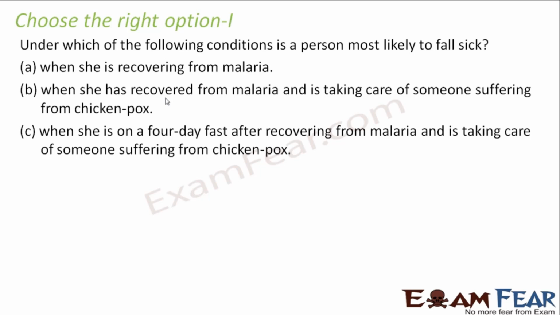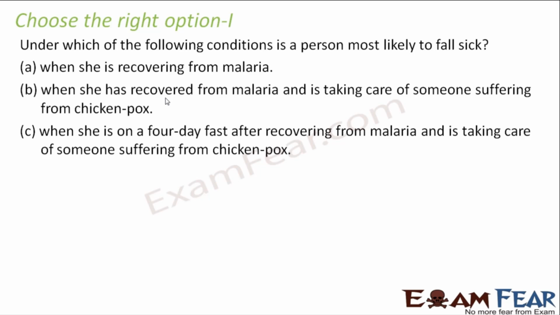Now let us look at the third option. When she is on a 4-day fast after recovering from malaria and is taking care of someone suffering from chickenpox. So now you look at it. She herself is in the recovering stage where she is getting better day by day. In that period, she needs to take a lot of rest. She should eat well to build up her immune system very well. But instead of that, what is she doing? She is on a 4-day fast. So 4 days she is not eating anything.